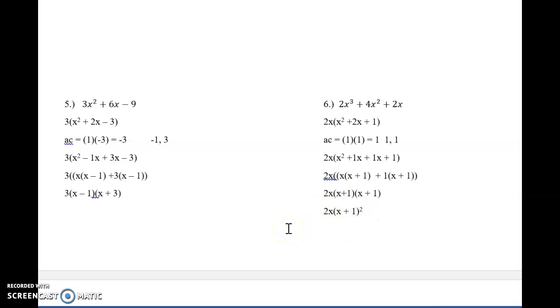All right, so that's all we need to practice today as far as factoring when A is not equal to 1. You guys can go ahead and do your discussion board post and get started on your Delta Math.